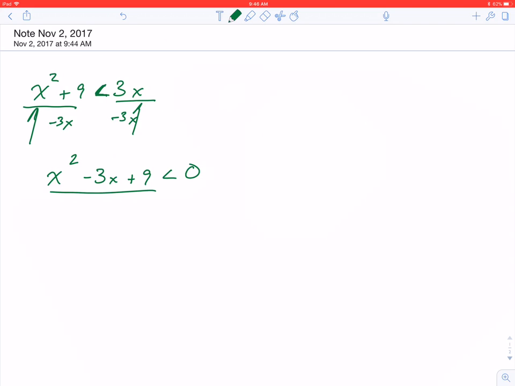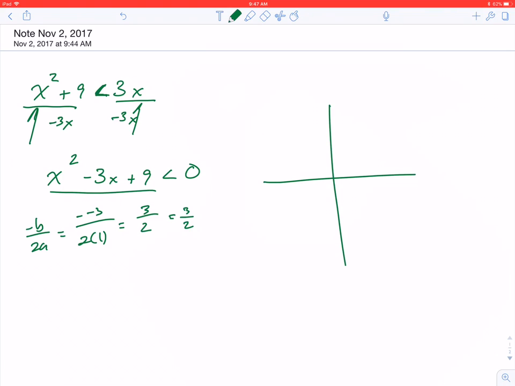Right? So if I look at this, you could use a graphing utility if you wanted to. By hand, if I wanted to graph this, we would need to find the zeros, the x-intercepts, and then the vertex. Let's try to find the vertex first. So negative b over 2a would be negative negative 3 over 2 times 1, which is 3 over 2, 3 halves. So you've got a vertex at 3 over 2.